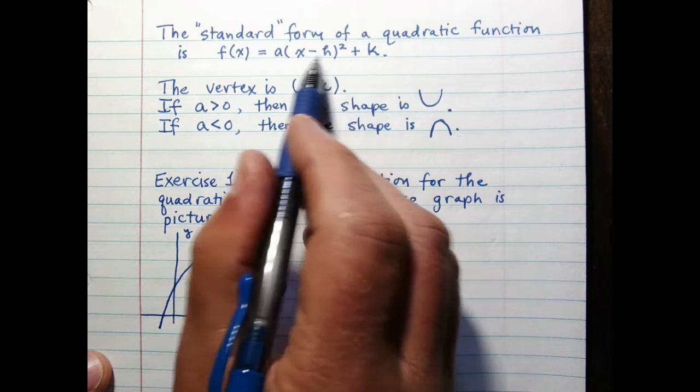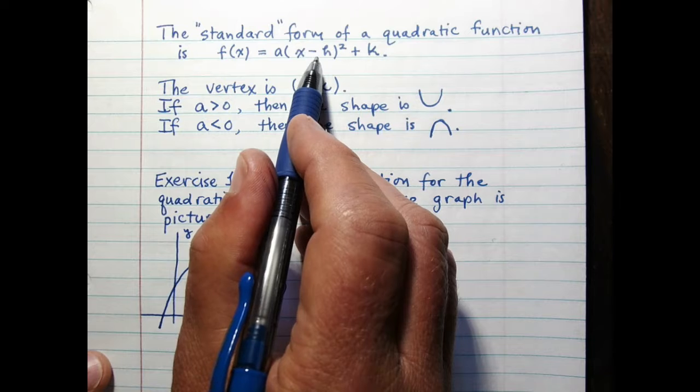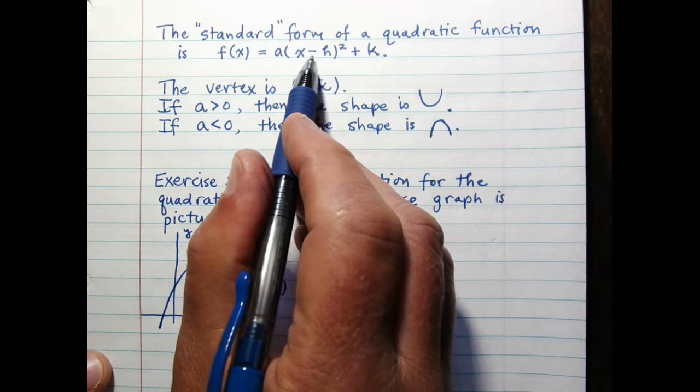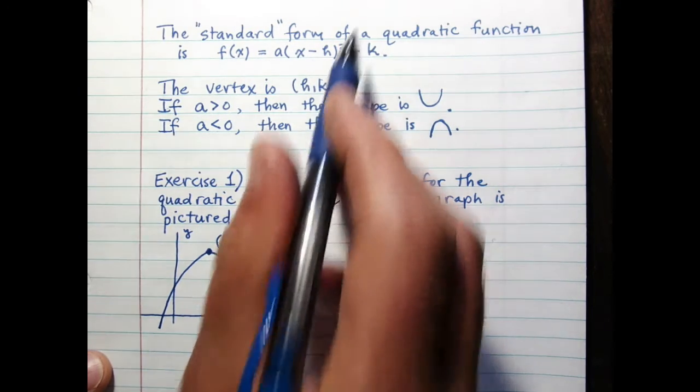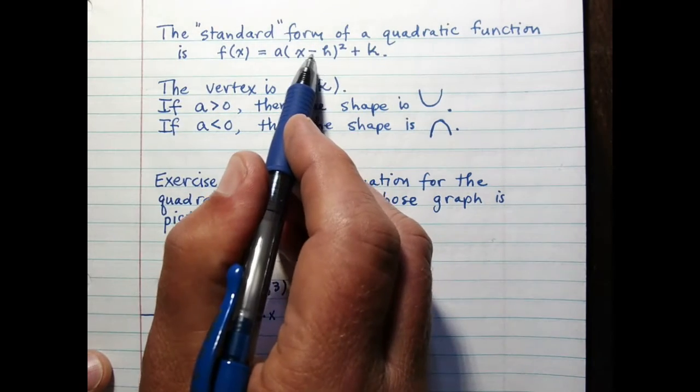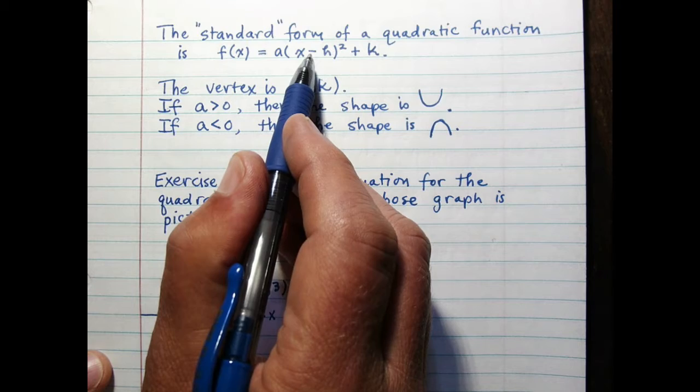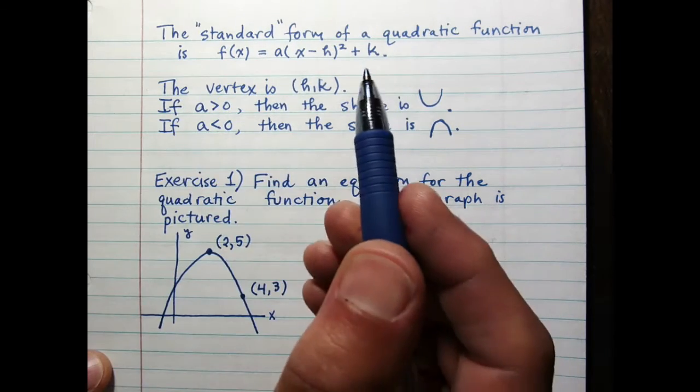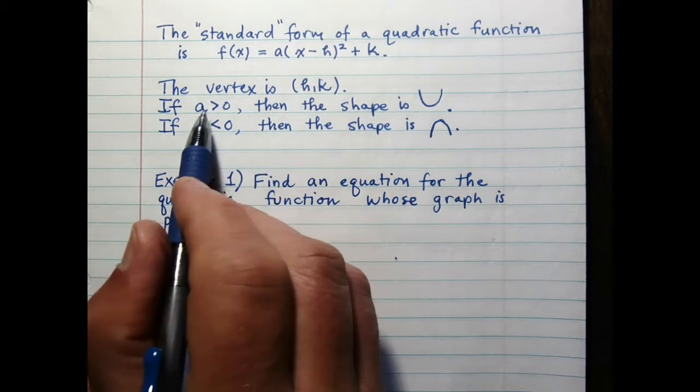It kind of reflects the transformation rule, right? Because h is a shift to the right, k would be a shift up. If k is minus, we go down. If there's a plus sign in parentheses, we'd shift to the left and not the right. So the vertex is (h, k).